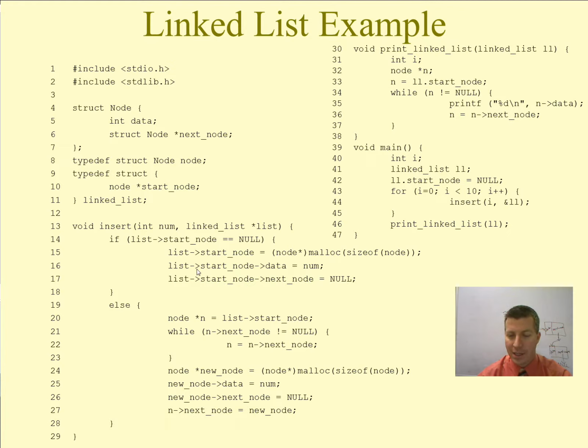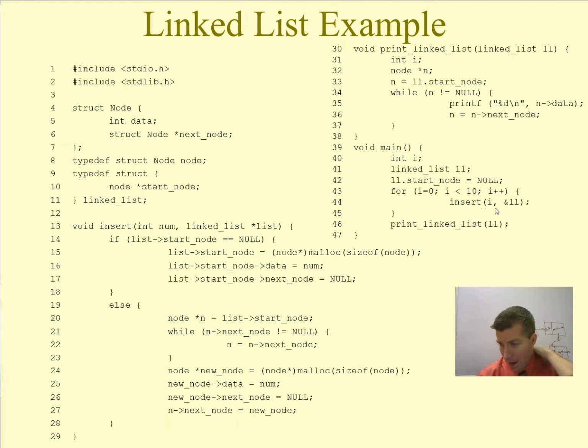So list arrow start node arrow data. So list arrow start node is going to be a node. What do we have inside of a node? Well, we have data and next node. So I've set the data equal to the num that was passed in. I set next node equal to null because that's the only element that I have in my linked list at that point. I'll skip over my else the first time through.